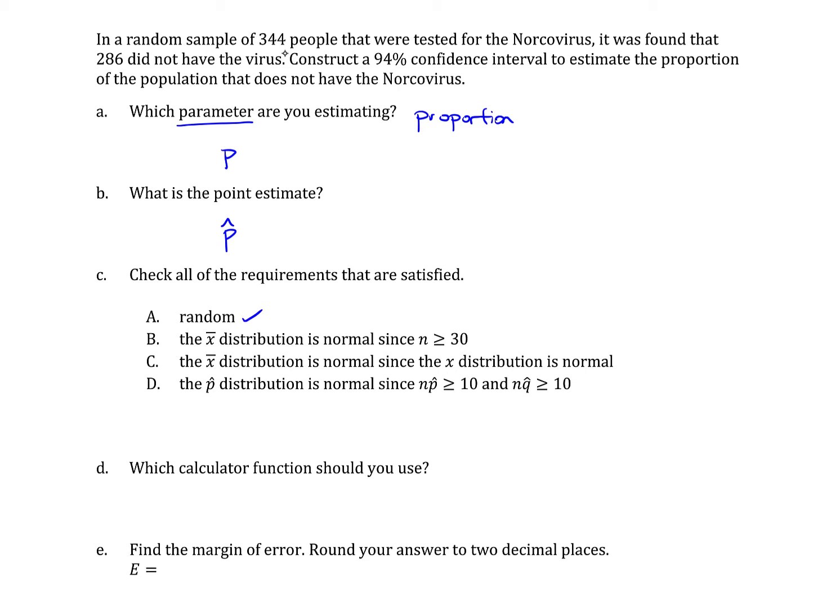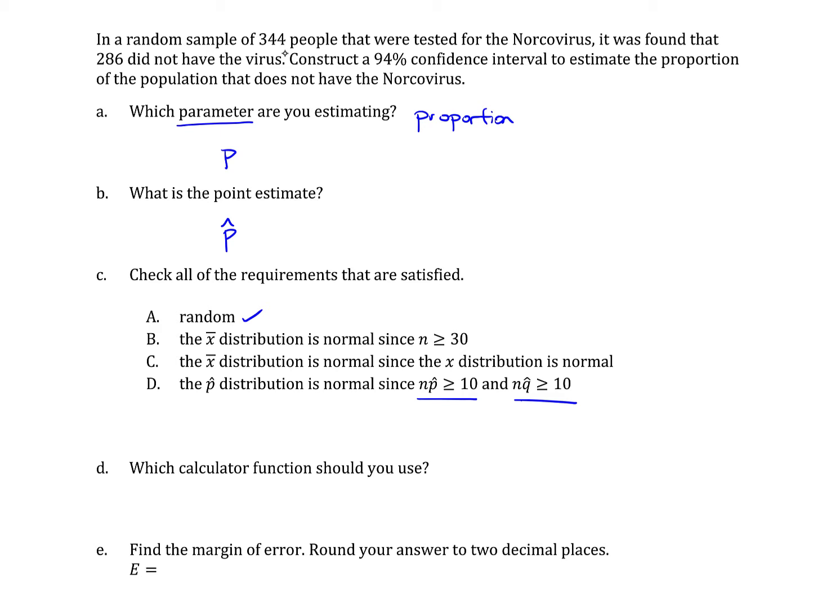Same for the next one. The X bar distribution is normal because the X distribution is normal. That's not really applying because we're not dealing with the mean in this case. The P hat distribution is normal since n times P is greater than or equal to 10, and n times Q is greater than or equal to 10. Now, I've seen different bounds for these, but these basically ensure that the P hat distribution is well approximated by a normal distribution given these conditions.